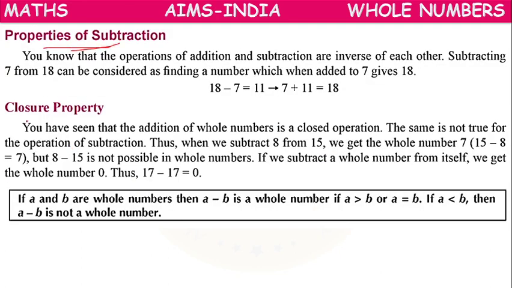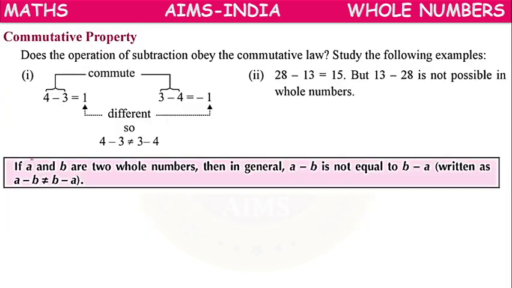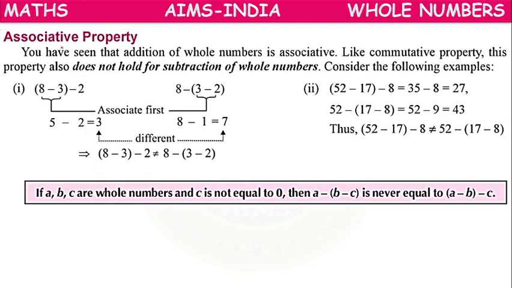Properties of subtraction, closure property. If a, b are two whole numbers, then a minus b is a whole number if a is greater than b. But if a is less than b, it is not a whole number. So in all cases it is not possible. So difference does not follow closure property under subtraction. Two numbers' difference will not be the same if the order changes, so commutative property is not applicable for subtraction.